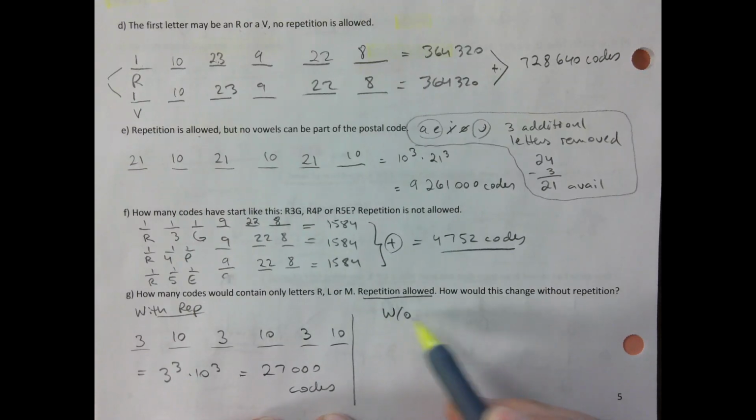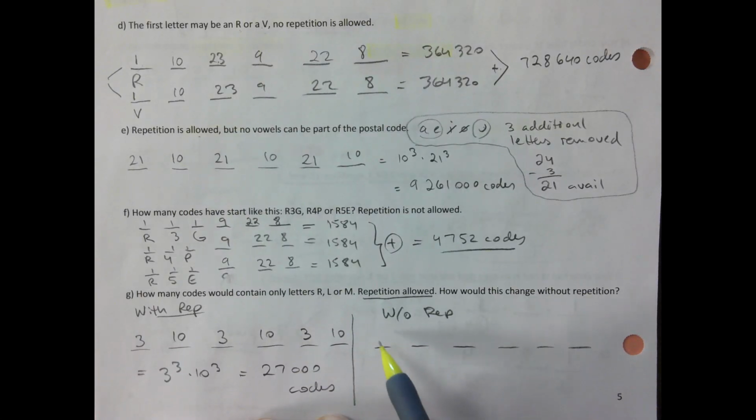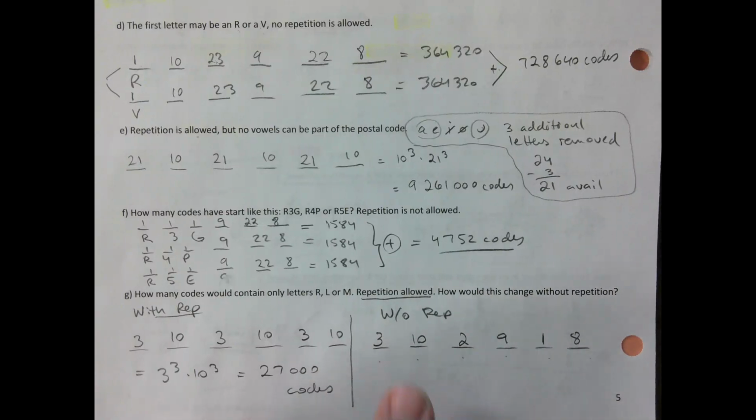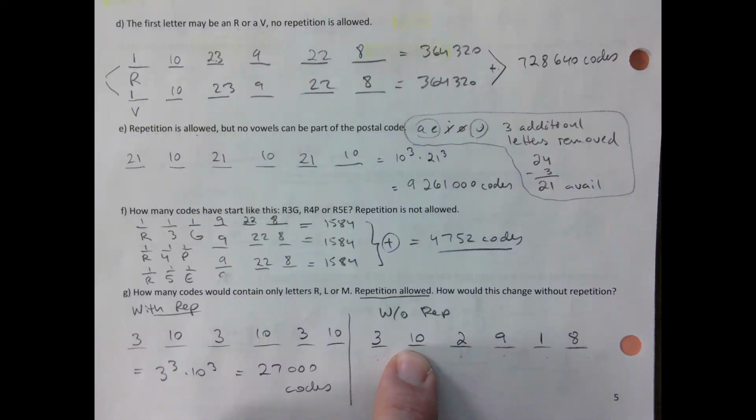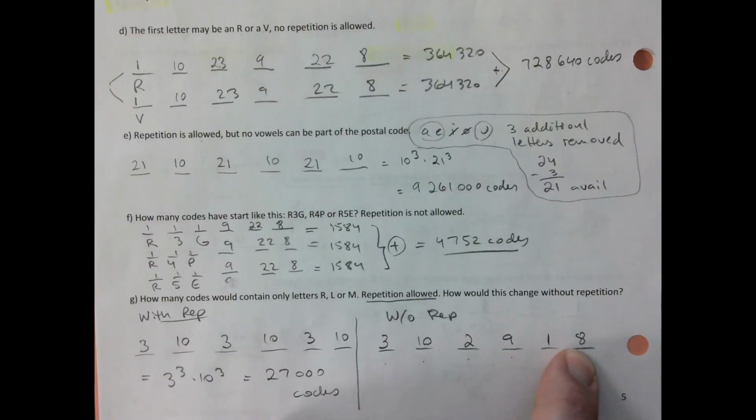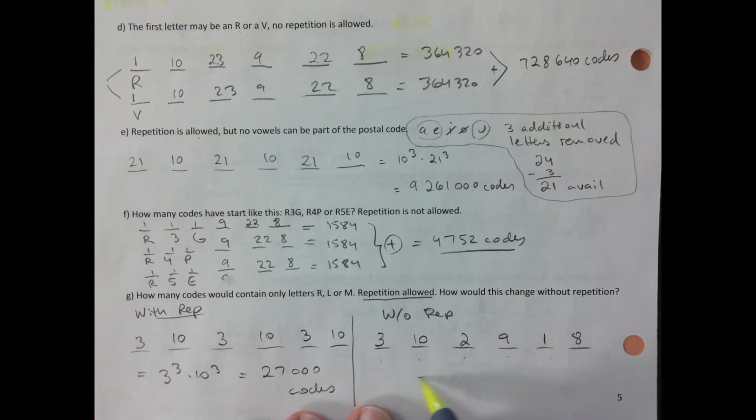Without repetition. You have 3 at first, and then you're down to 2, and then you're down to 1. 3, 2, 1. This would be 10, 9, 8. Again, this is letter, number, letter, number, letter. Okay. So this one, let's see here. This is 2 times 3 is 6, times 10 is 60, times 72 basically. 4320. No repetition.